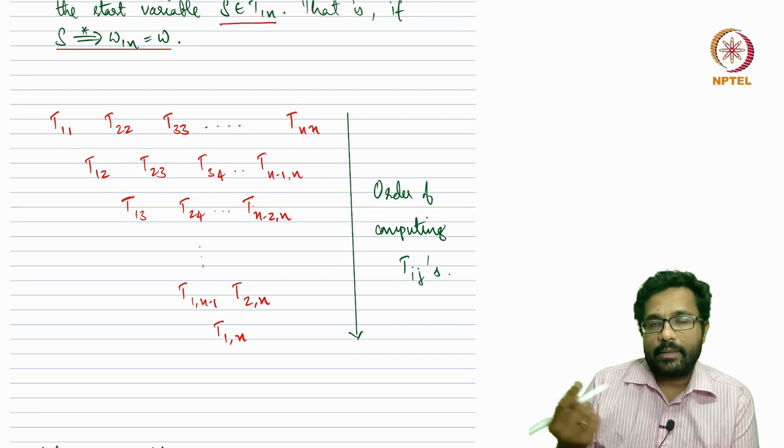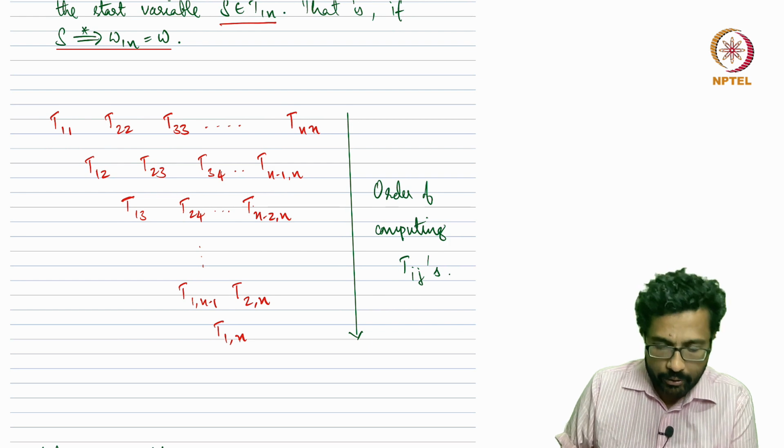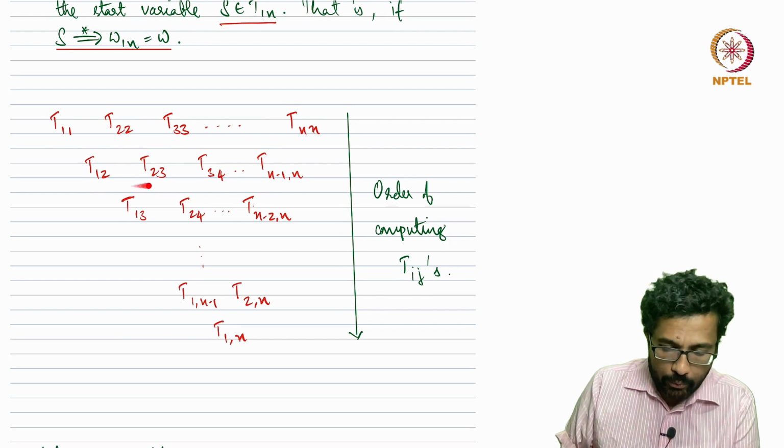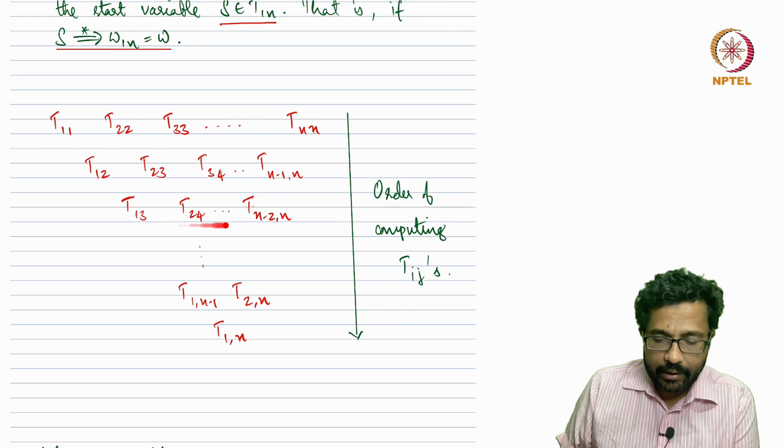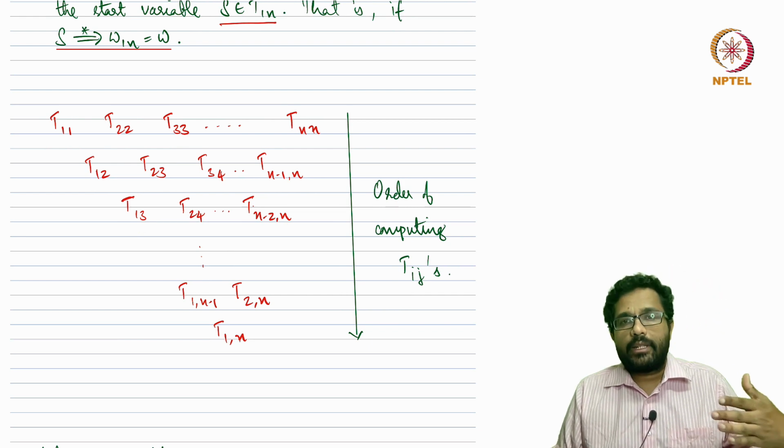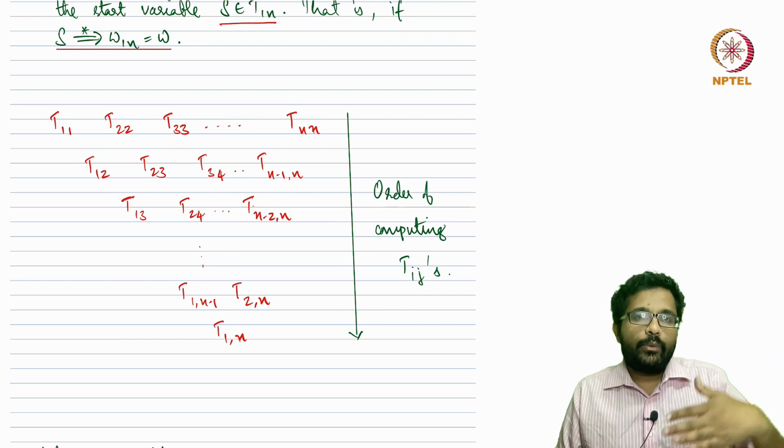T23 corresponds to A2, A3, so the substring is of length 2. In the third row, the substring is of length 3, so the sets correspond to substrings of length 3. And this is the order in which we proceed.